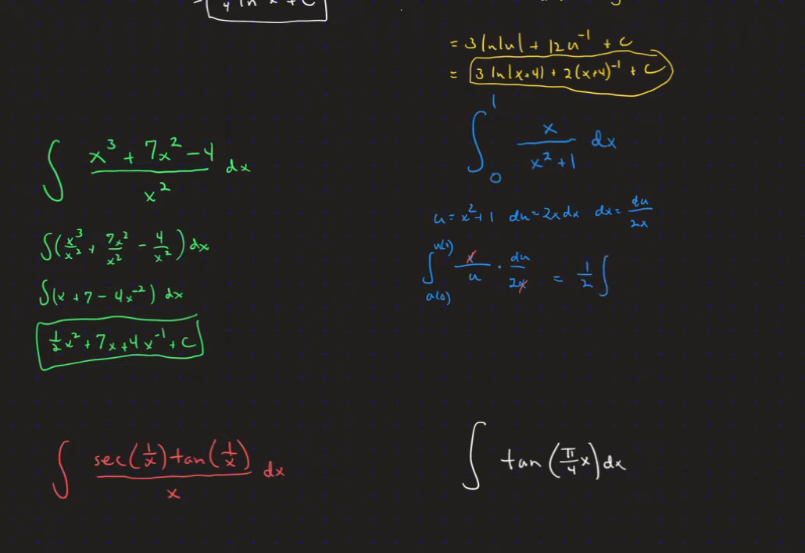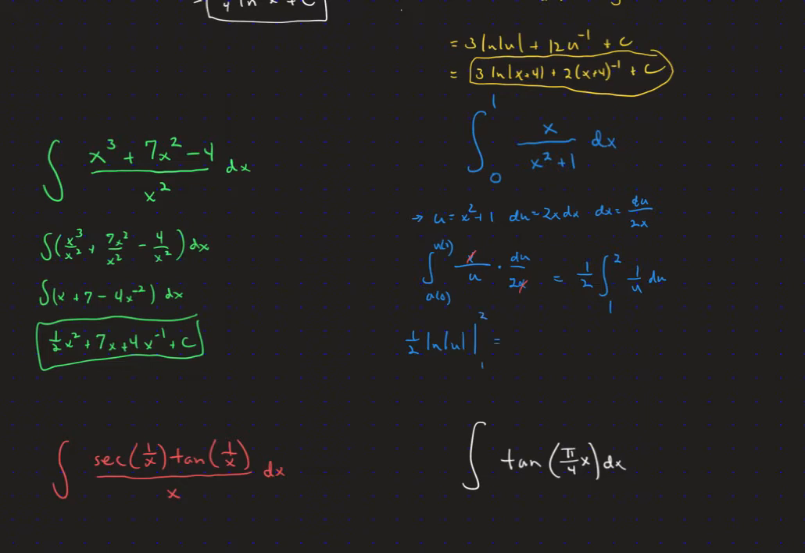u of 0 means we plug in 0 for x, making that lower limit 1. And plugging in 1 for the x makes the upper limit 2, and we have 1 over u du. So that's going to be 1/2 times the natural log of the absolute value of u, and we're going to evaluate that from 1 to 2.